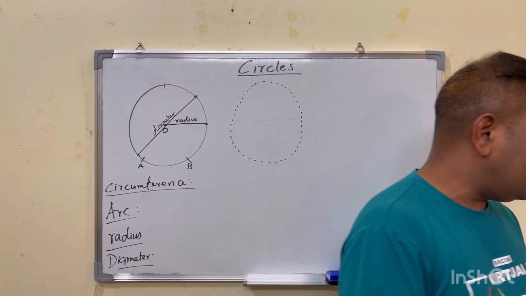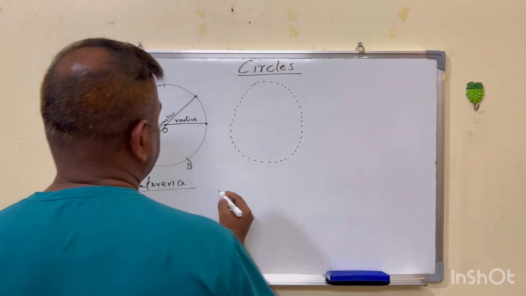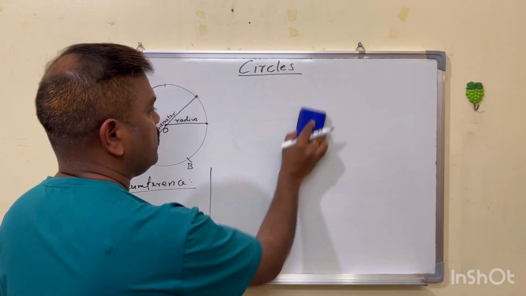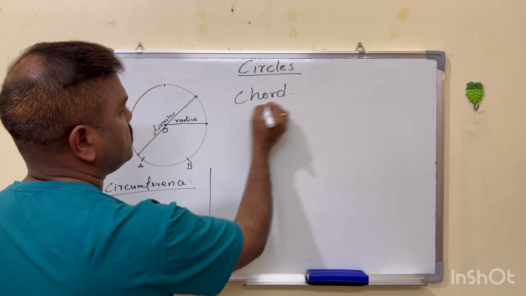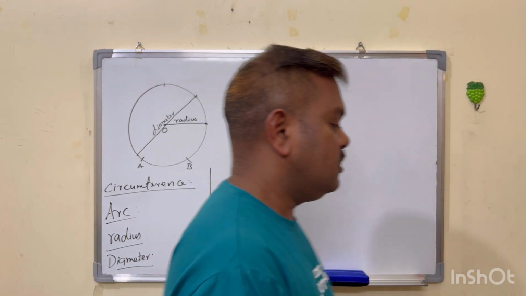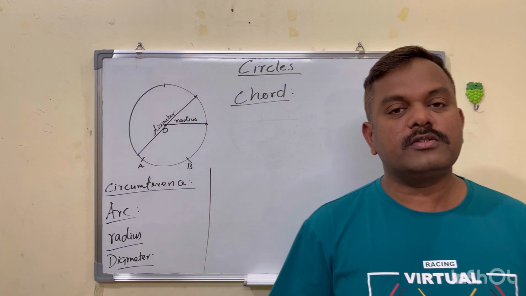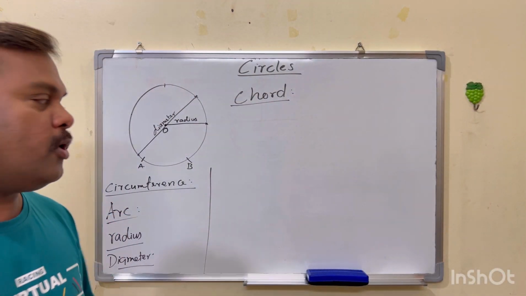Okay, so next we are going to learn chord. Okay, what is chord? Chord of a circle means a straight line which joins 2 points on the circle.